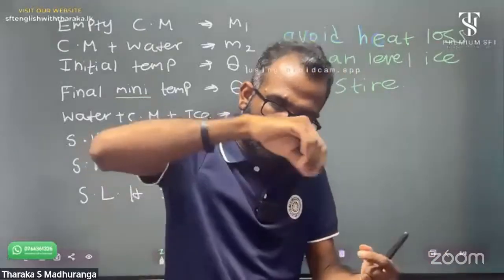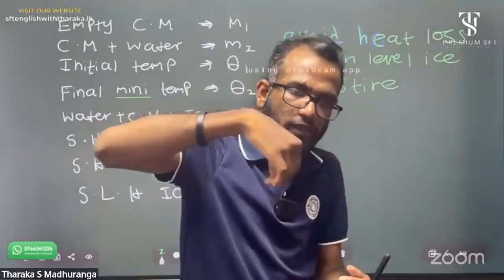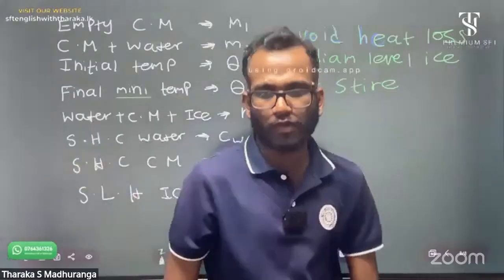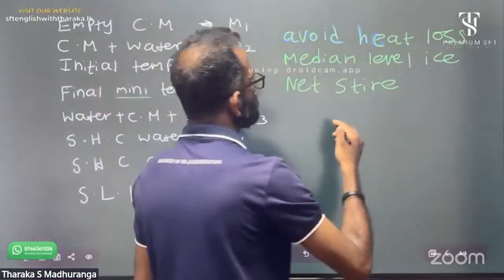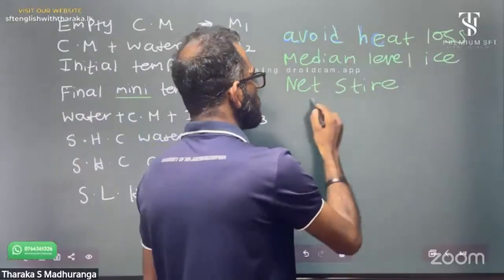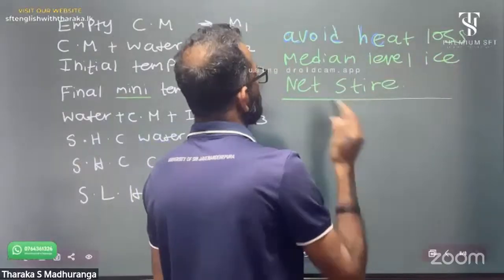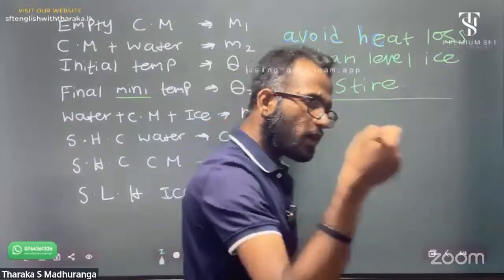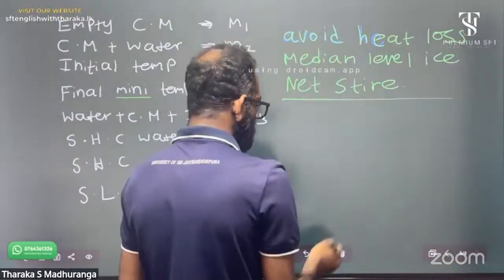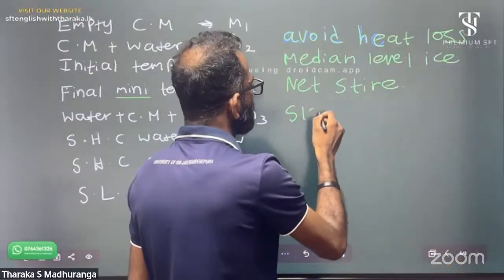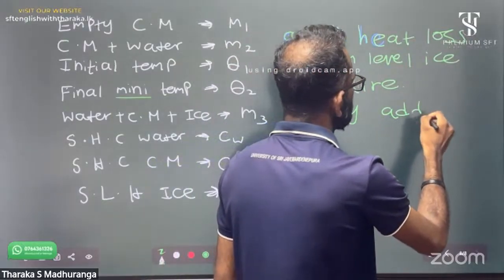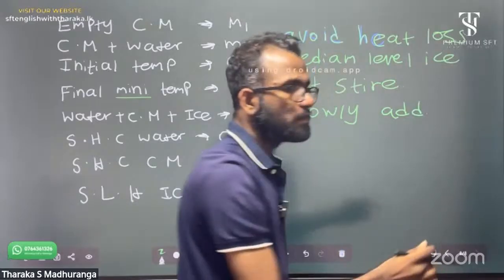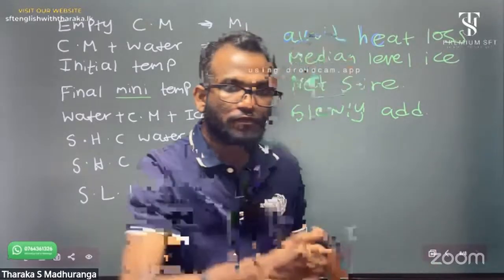Then when we do that, we have to submerge the ice fully in water. Fully submerge in water. And the next thing, the most important thing, remember this too. Before adding ice, we have to very slowly add the ice cube. Slowly add ice cube. Why? If not, water will be spilled out.